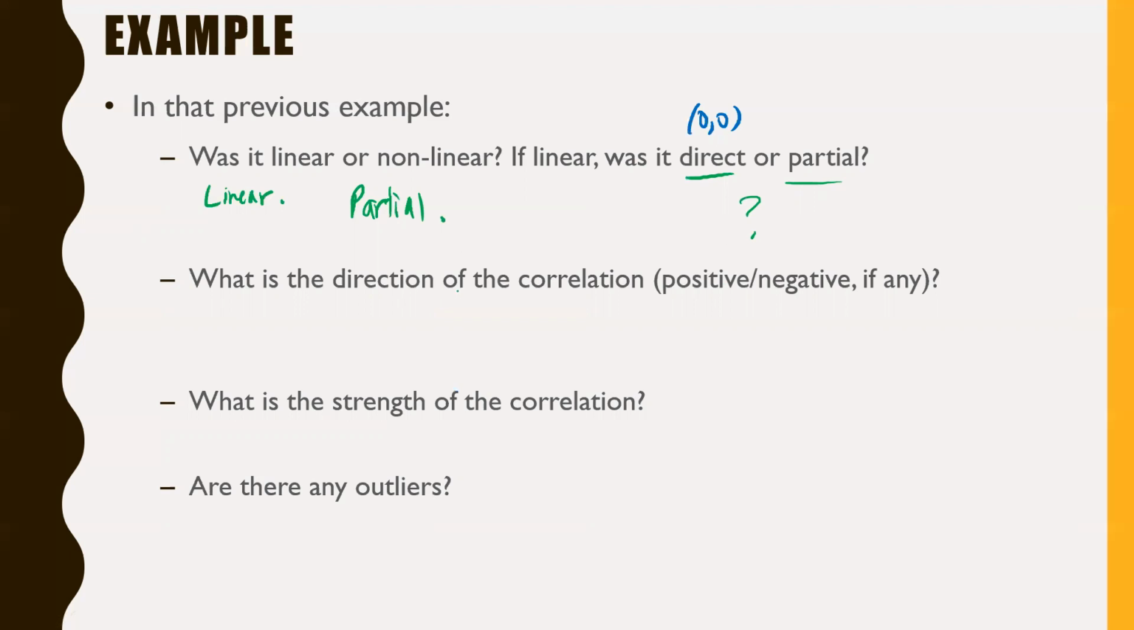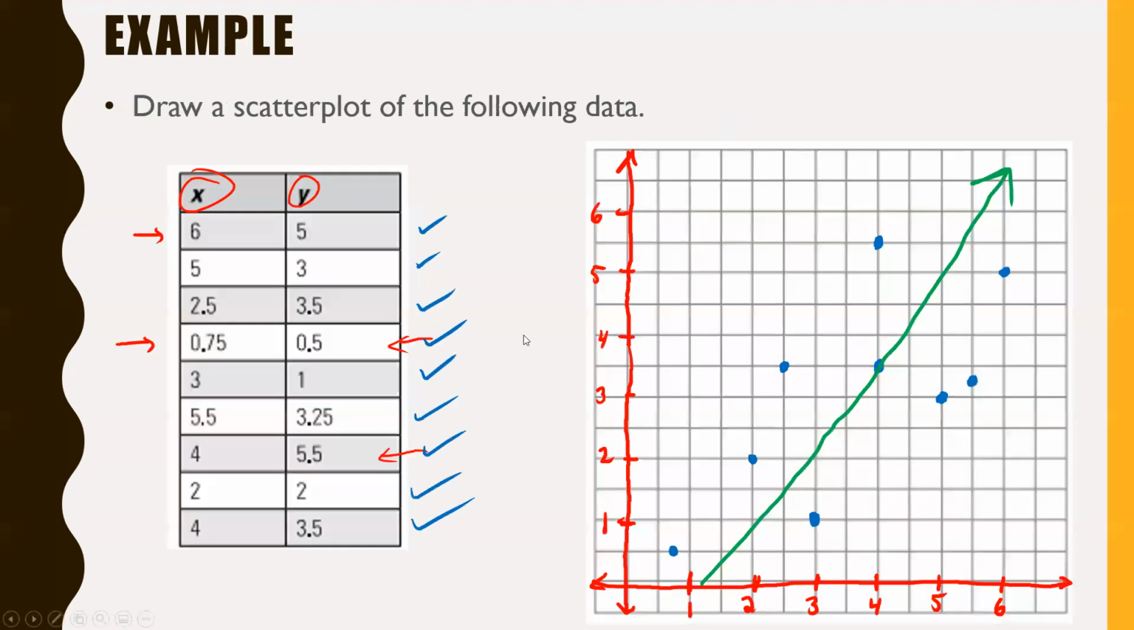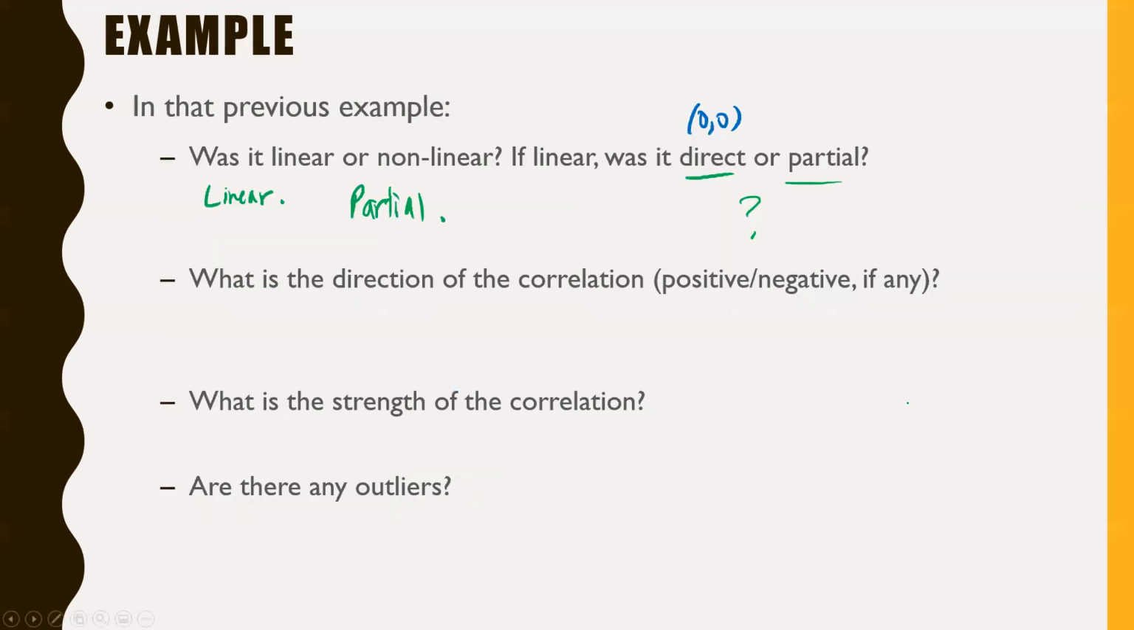Next one, what is the direction of the correlation? Is it positive or negative, if any? When we talk about direction of correlation, a positive correlation is where it's going up as X goes on, and a negative is where it's going down. I think this one's pretty clear. This is certainly a positive correlation. There certainly is some correlation here. It's just not very strong.